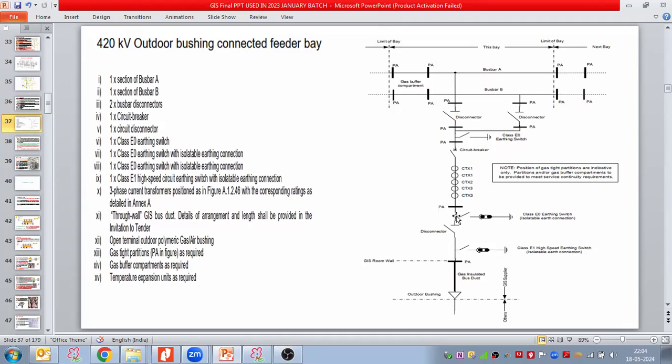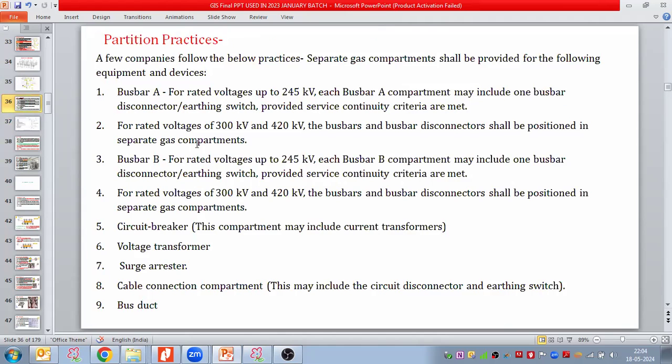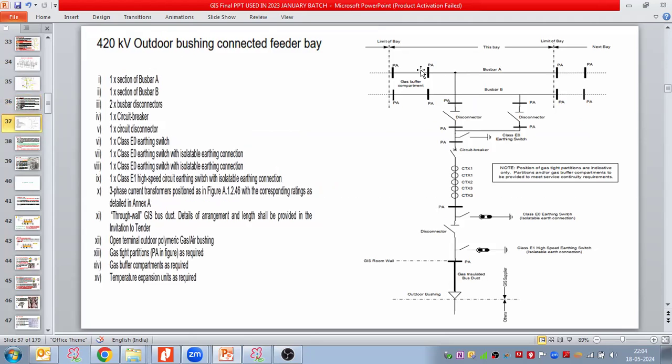Disconnectors, so from here to here, one compartment for the disconnectors with two earthing switches, and then the insulator here, and then we have the bus duct. So based on the technical specifications or partition practice, we have to review the gas compartment or gas SLD of the GIS manufacturer. Am I clear so far?